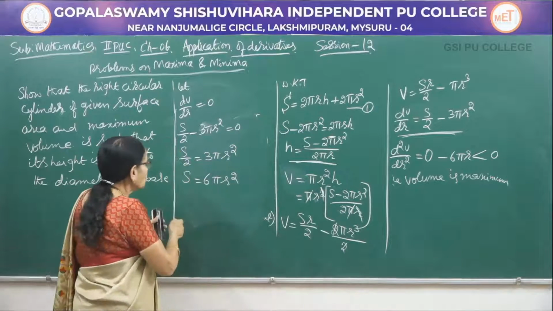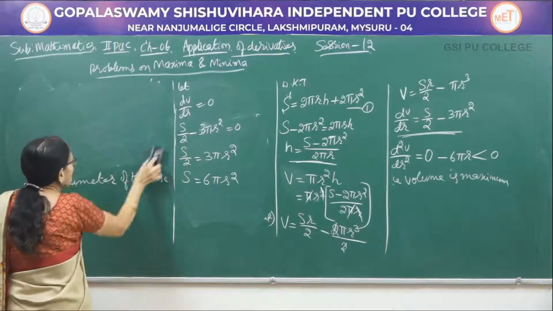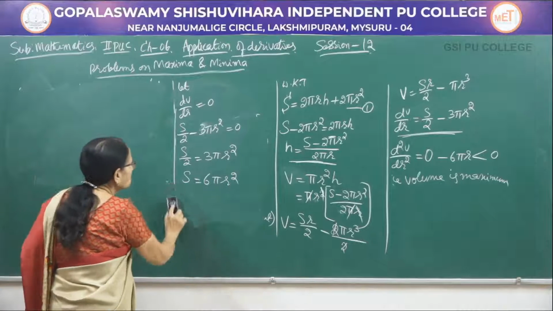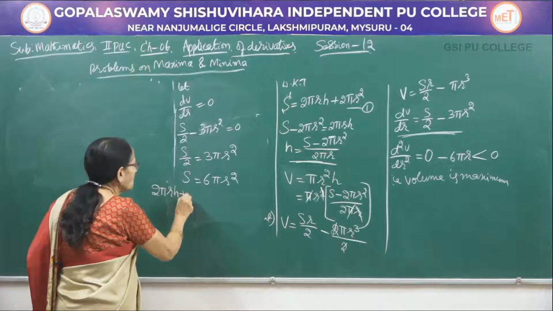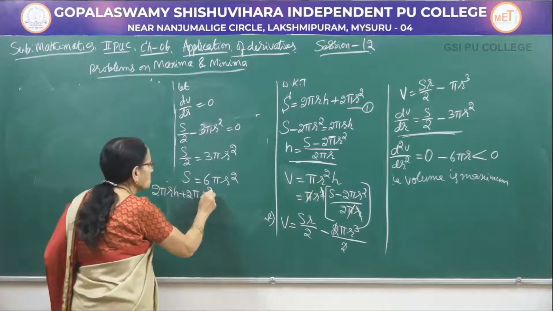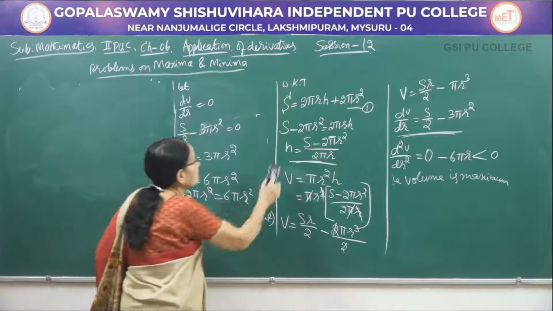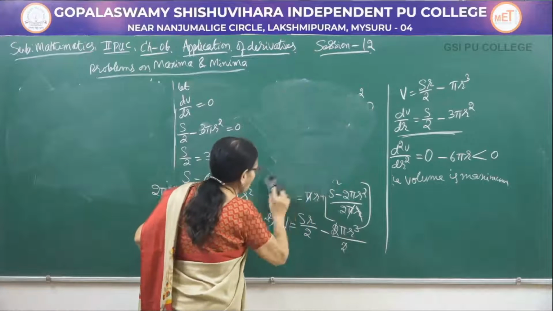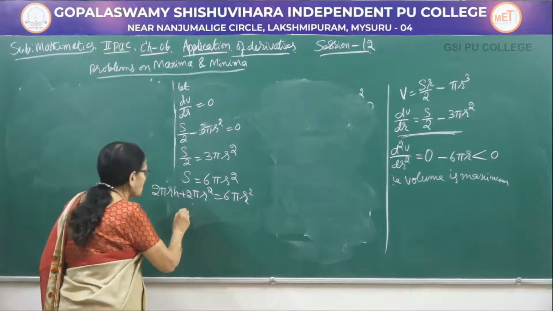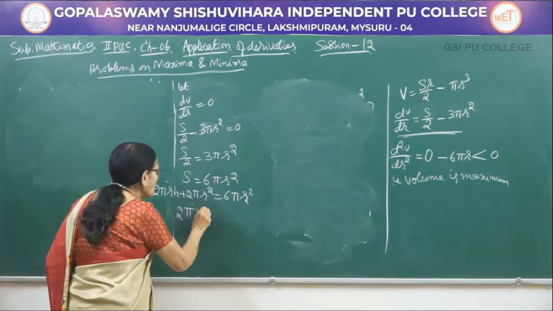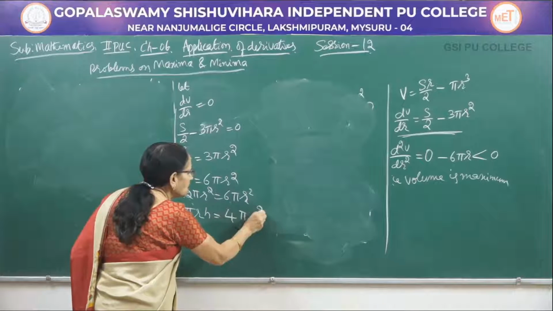Let me write the value of S here so that we can get the relation h is equal to 2r. What is S? S means it is 2 pi r h plus 2 pi r square, that is equal to 6 pi r square. I am replacing S by the one which you already denoted. Now, you observe here 2 pi r square can be taken to the right hand side, hence it becomes 2 pi r h is equal to 6 minus 2, that is 4 pi r square.